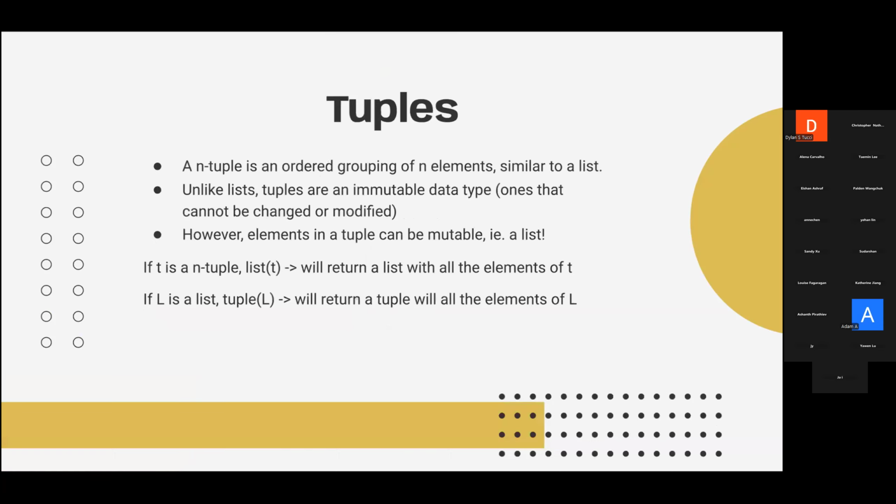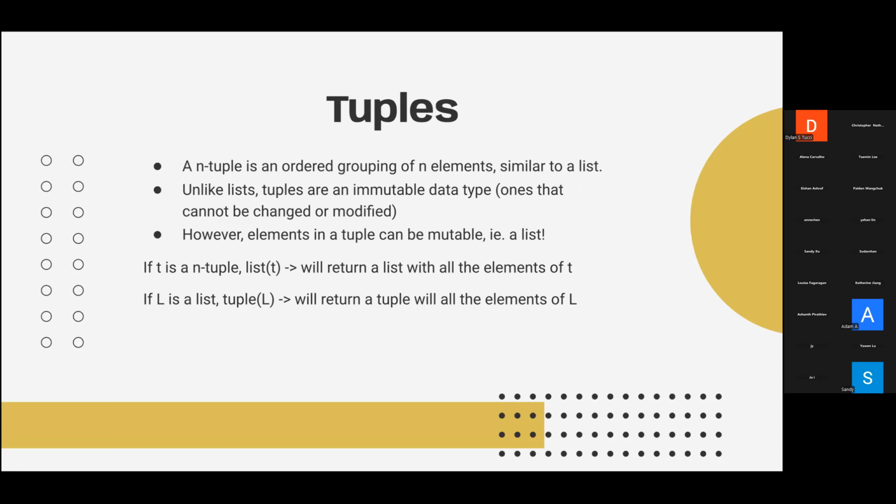So, starting with tuples, we know that an n-tuple is basically an ordered grouping of any n elements, right? It's similar to a list in that it is just a collection of items. However, where it is different from a list is that it's immutable. This means that once you've created a tuple, you can't modify it, remove elements, or add any other elements to it, right?